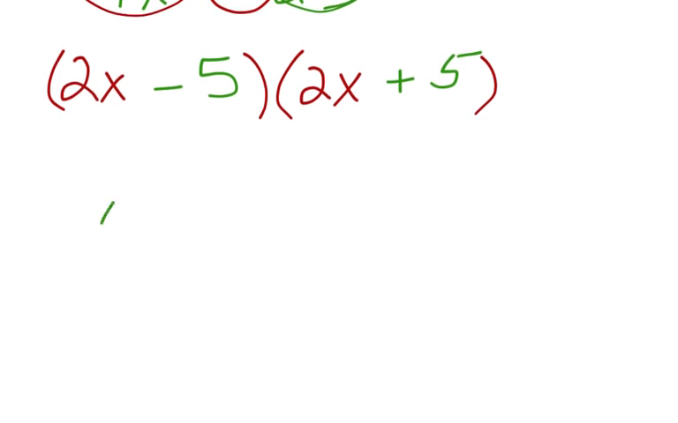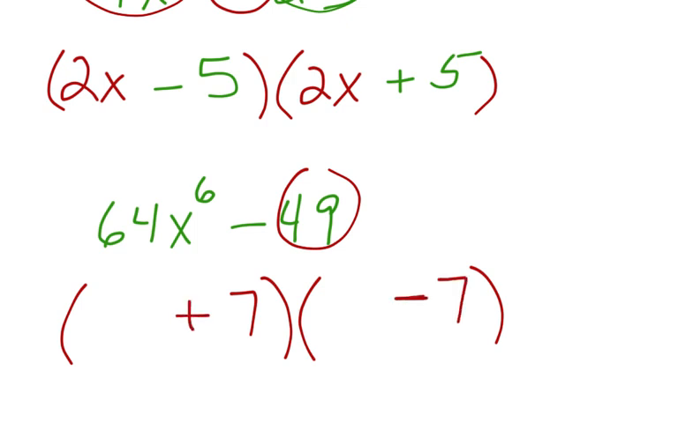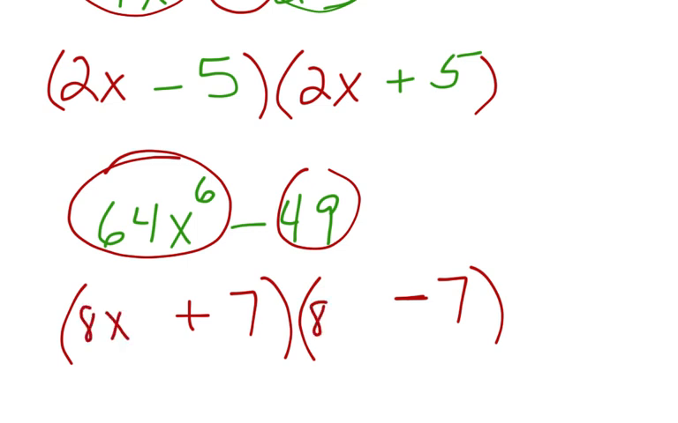Let's do one more. Let's go 64x to the 6th. This is a harder one. Minus, so it's a difference, so we could possibly have that. 49. Okay? What times itself is 64x to the 6th? That's the hard part. And what times itself is 49? That's the easy one. 7 and 7. One's positive, one's negative. Well, 64 is 8 times 8. How many x's, though? When you multiply, you add exponents, so it's going to be 3 and 3. And so that's the difference of squares.